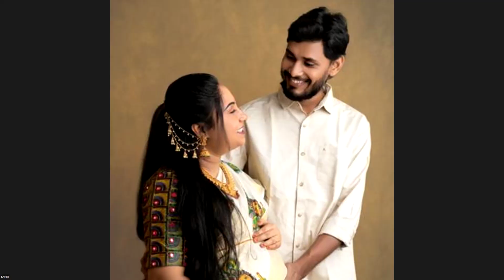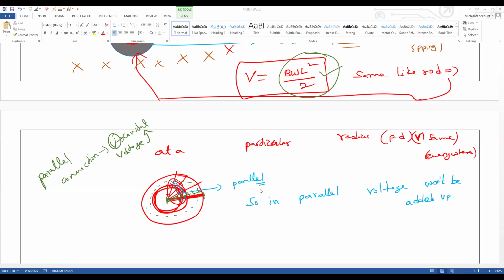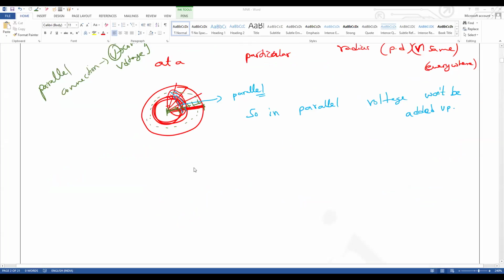So eddy currents means the currents which we can say are swirling currents, rotating like eddies. Now, generally inductance will work with the same principle. Here, just to know the importance, you might have noticed it in transformers.